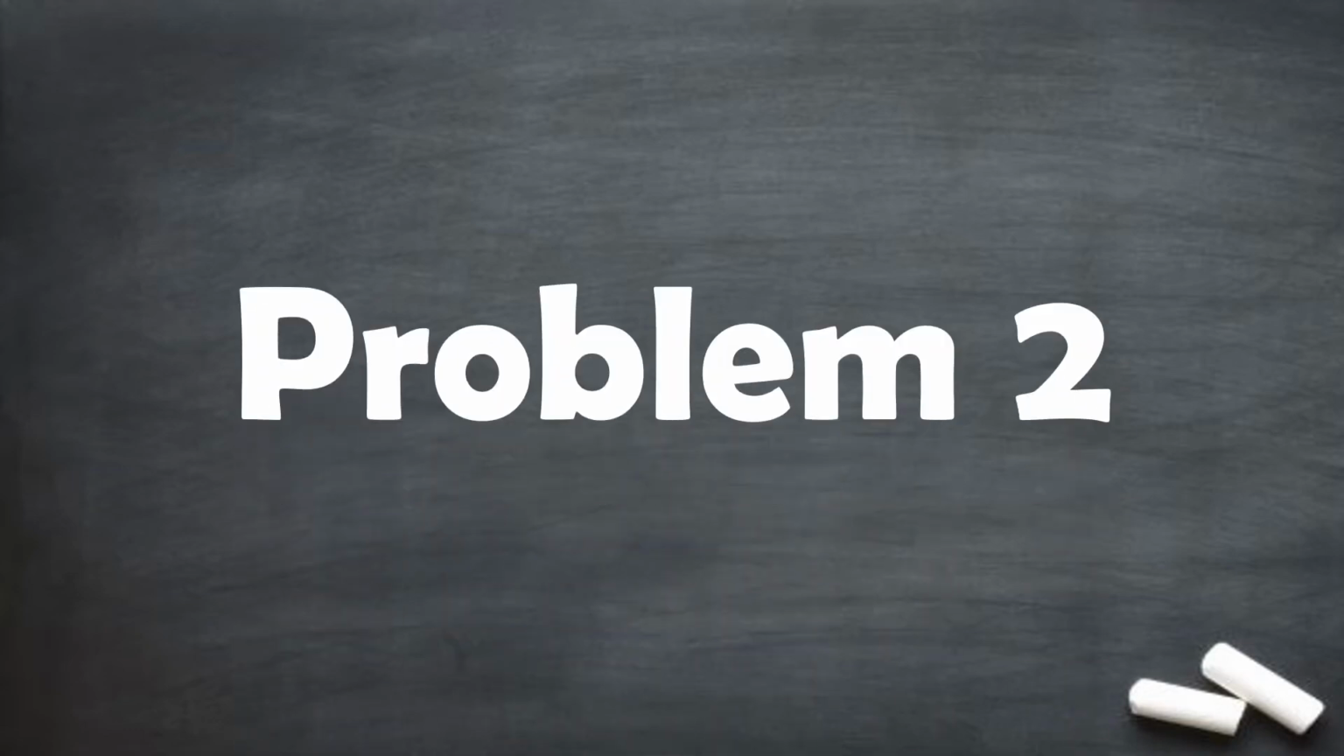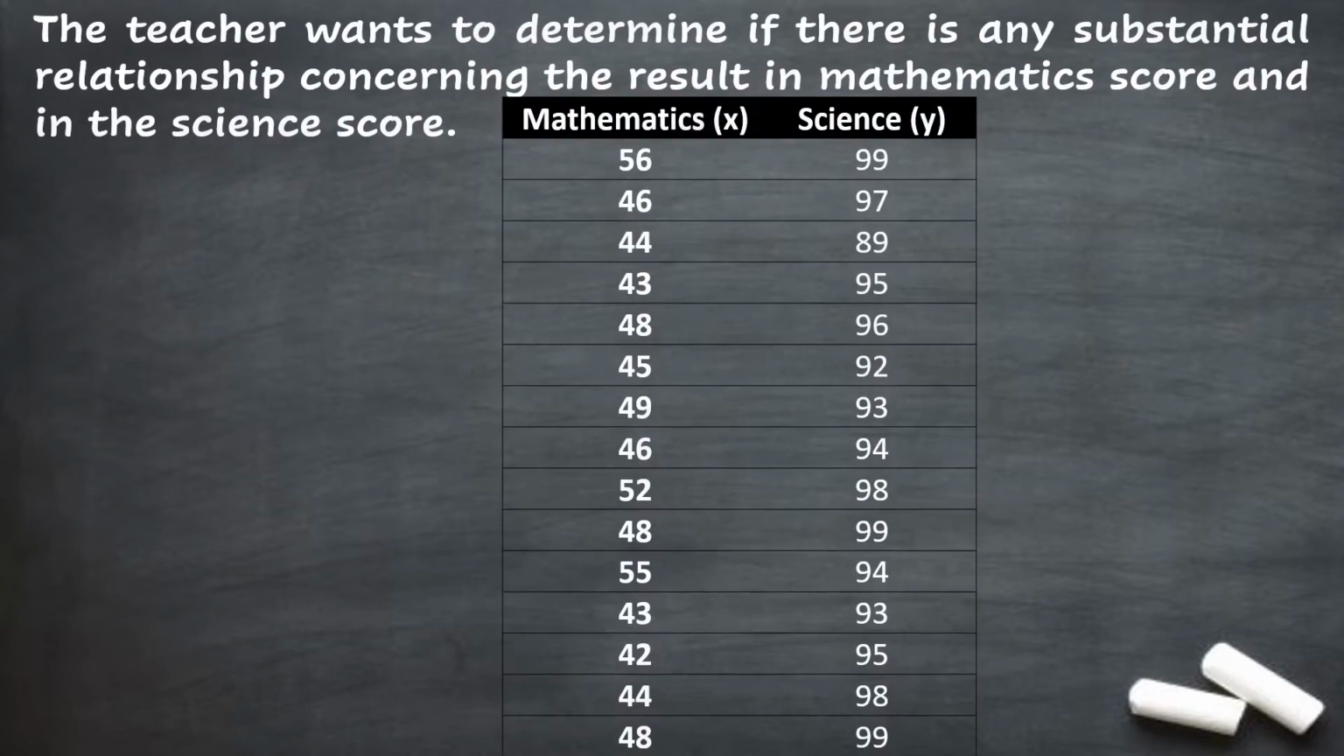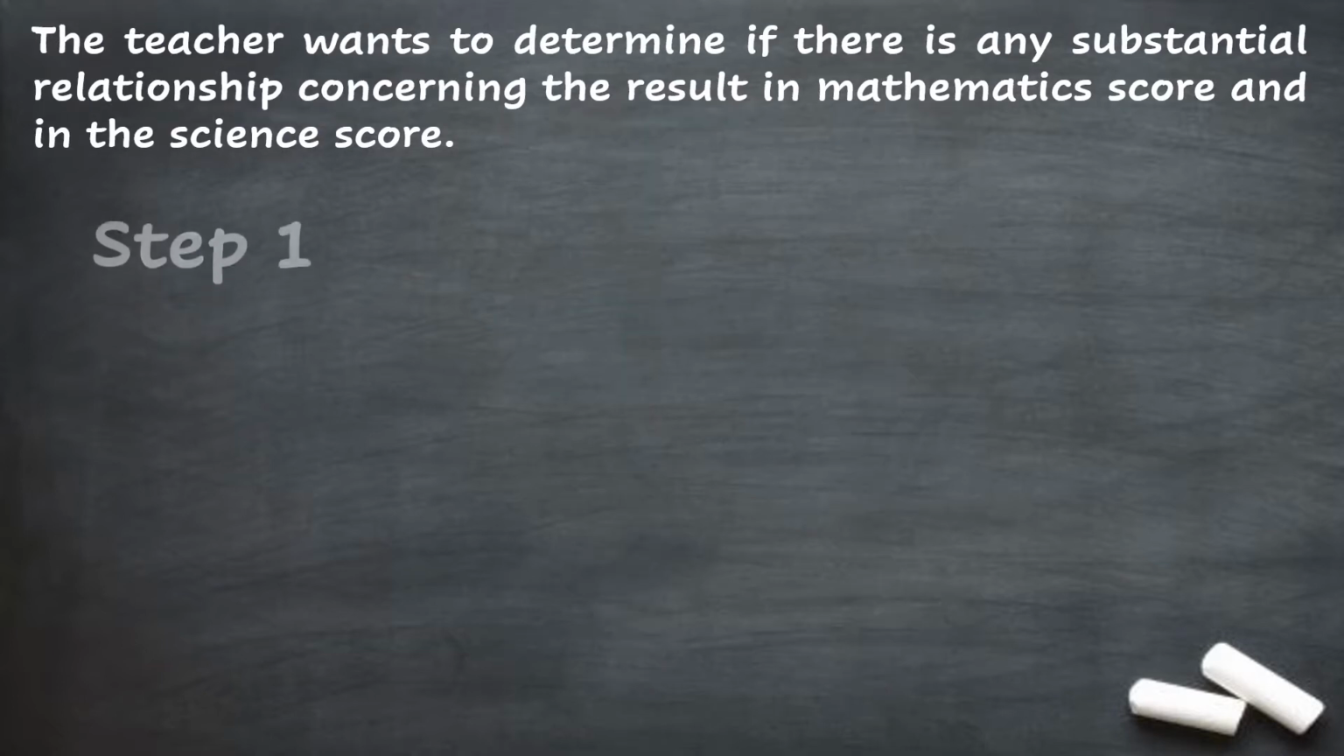Let's have another example, problem number 2. Teacher wants to determine if there is any substantial relationship concerning the result in mathematics score and in the science score. The numerical values are in the table below. First step is to identify the null and alternative hypotheses.